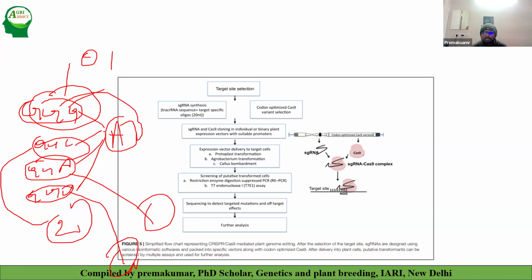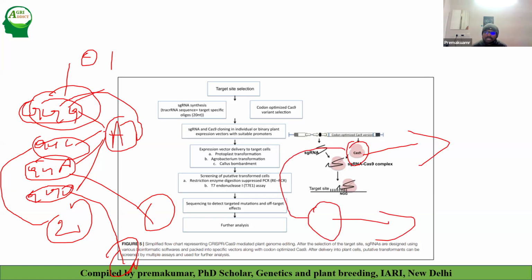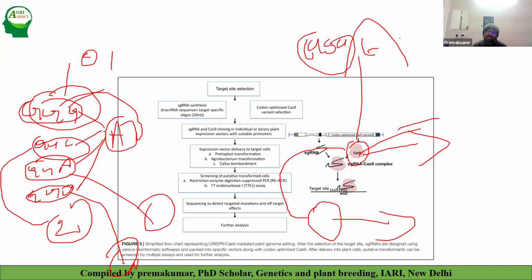Cas9 is from bacterial origin, but you are putting this Cas9 enzyme into a plant cell. Cas9 is from some organism like E. coli or another organism, and you should remember which organism Cas9 came from, and which organism Cas12 came from. It's very important. I have forgotten, please remember, read actually. I will also read. Okay.